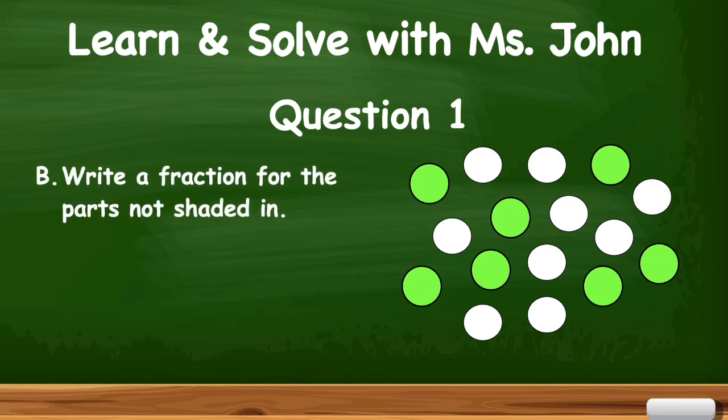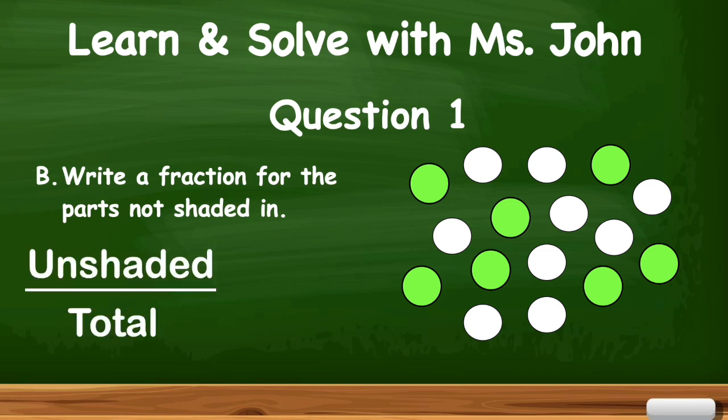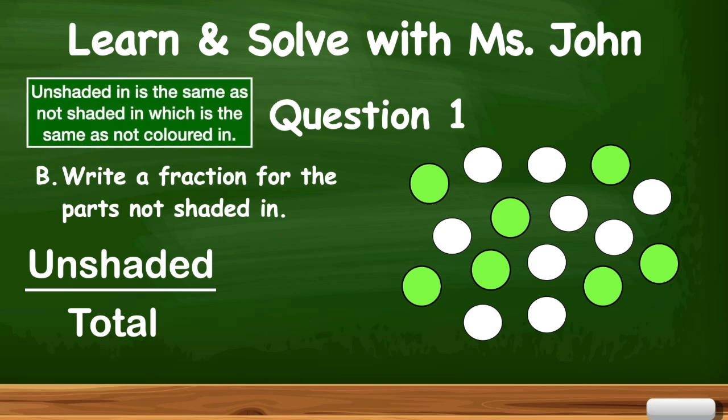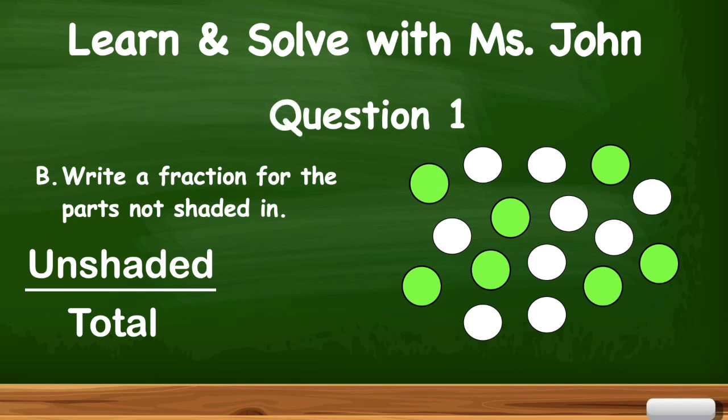Now we're going to write a fraction for the parts not shaded in. First, let's write the equation. So we have total, and then we have unshaded in on the top. Unshaded in is the same as not shaded in, which is the same as not colored in. So let's begin to write the fraction.